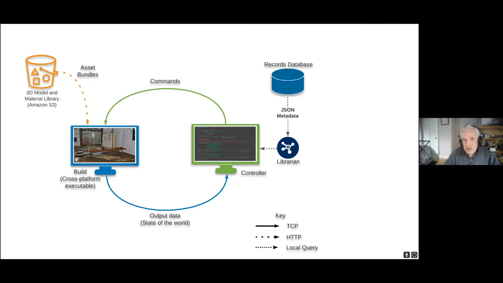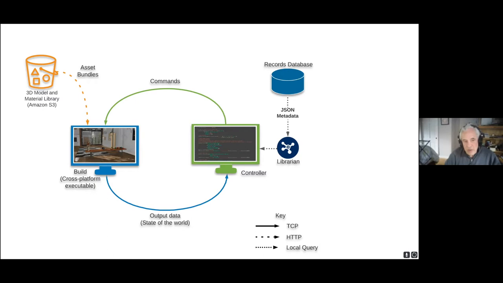In addition to the build and controller, the platform architecture includes two other key components. The first is an Amazon S3 repository where 3D object models, scene models, material files, and HDRI skyboxes are stored. I'll explain more about all of these in a minute. Object and environment models are downloaded at runtime into the build as asset bundles, which are compressed binary versions of the model data. Once downloaded, all model data is cached. This means that rebuilding the scene, for example, when running successive trials, is essentially instantaneous.